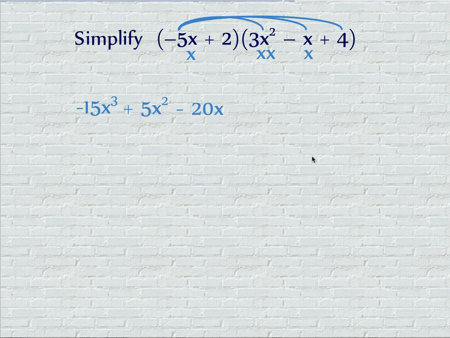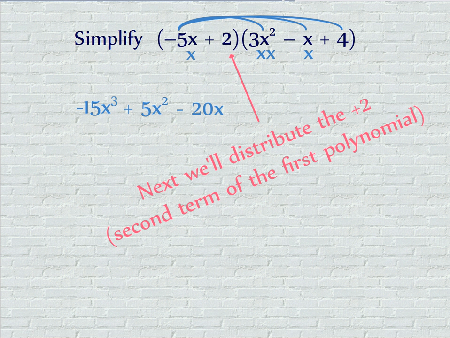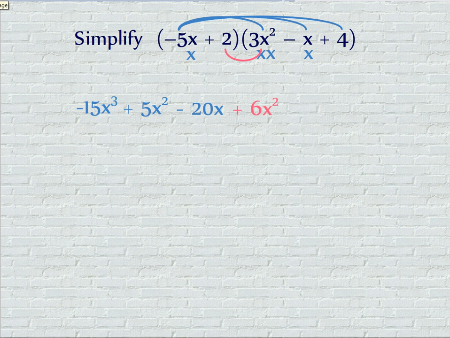I'm not done yet, right? Now I've distributed the first term to the whole second polynomial. What do I need to do next? What am I missing? Now I need to distribute the next term, or the positive 2, to the whole second polynomial. So I'm going to distribute the 2 to the same terms that I distributed the negative 5x to.